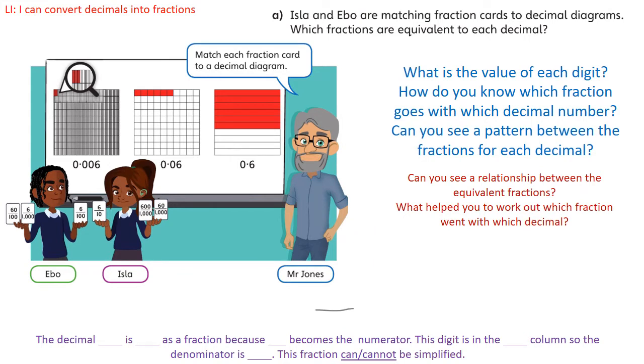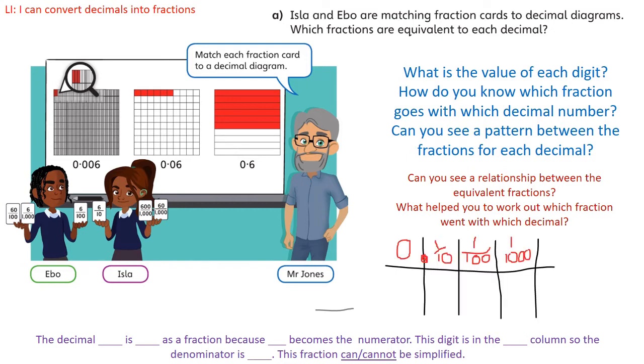Right, today's lesson. Let's have a look at our first problem. Isla and Ebo are matching fraction cards to decimal diagrams. Which fractions are equivalent to each decimal? Match each fraction card to a decimal diagram. Well, first of all, you've got to think about the value of each of those digits.